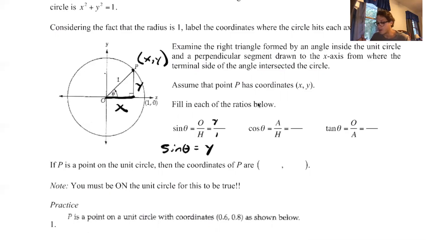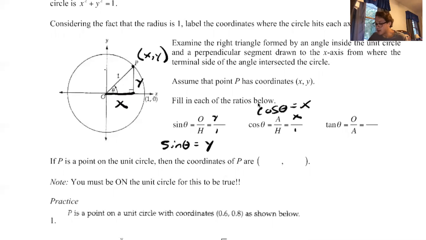Well, we've already figured out that the adjacent side here has length x, because we figured out that this side has length x just by the definition of what these coordinates are. We can tell that's right next to the angle, so it's the adjacent side, recalling from last unit. So the adjacent side has length x, and the hypotenuse is, of course, 1 again. So we figure out that the cosine of theta is equal to x here, right? And similarly, for tangent of theta, it's O over A. Well, we just figured out the opposite side here has length y, and the adjacent side has length x.